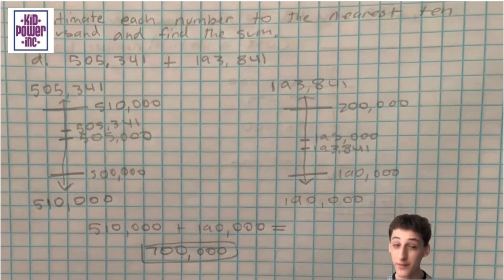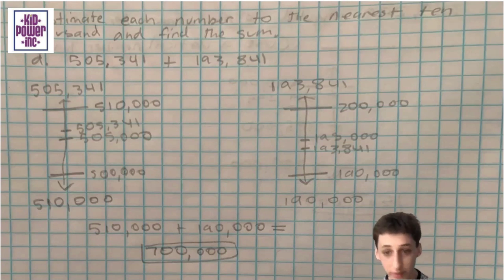And I knew that 505,341 is a little bit bigger than 505,000, just a little bit, but it is. So that means that I would round it to 510,000. And then for 193,841, I did pretty much the same thing, 200,000 and then 190,000. And then I created the halfway point of 195,000.